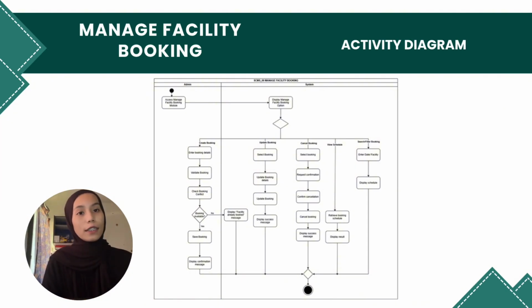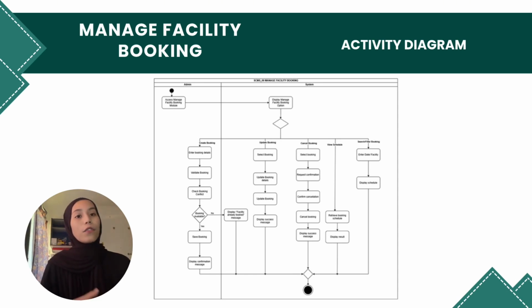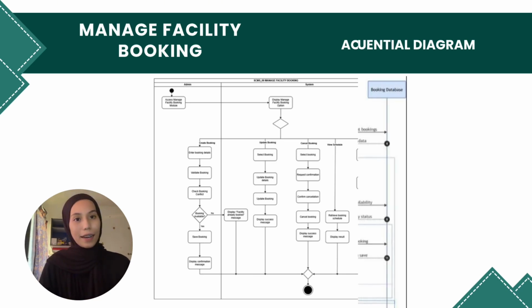Lastly, for the search and filter booking, admin can enter either facility or date, and the system will retrieve from the booking records and show to admin the matching booking records that they want. So after any of these operations are completed, the process will end successfully. So that's all for the activity diagram.